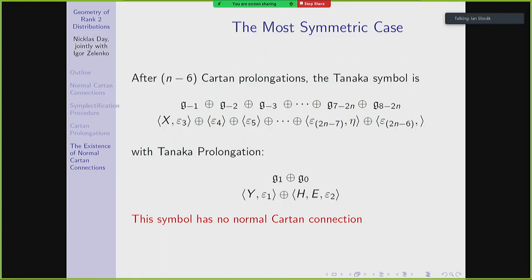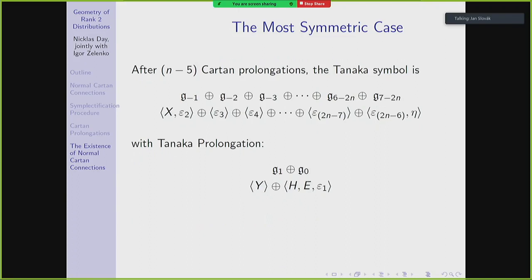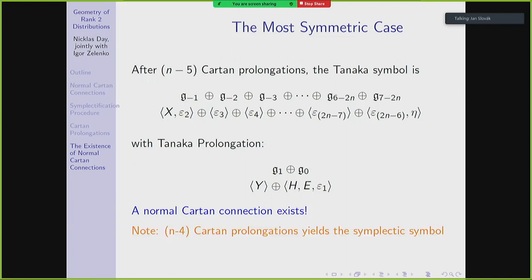Really the reason we can't is because of this epsilon 2 in G plus. My hope is to sketch the proof of why there's none here, and epsilon 2 is at its core. That means that if we take one more Cartan prolongation, epsilon 2 shifts into the negative part of G. It's gone from G plus, and now we have a normal Cartan connection, which is good news. This is the one we were looking for, and know that if we took one more Cartan prolongation, the n minus 4th Cartan prolongation would give us the symplectic symbol.